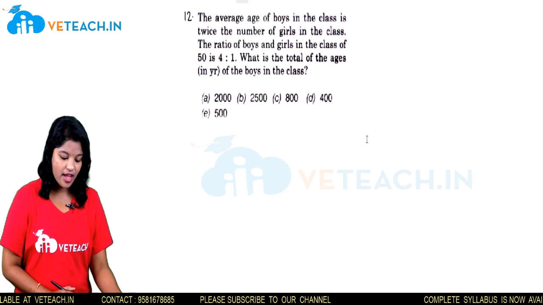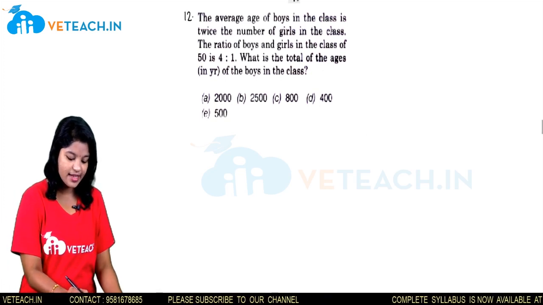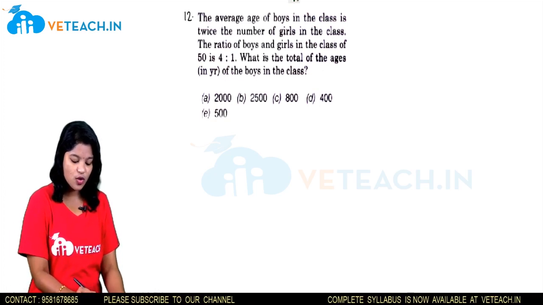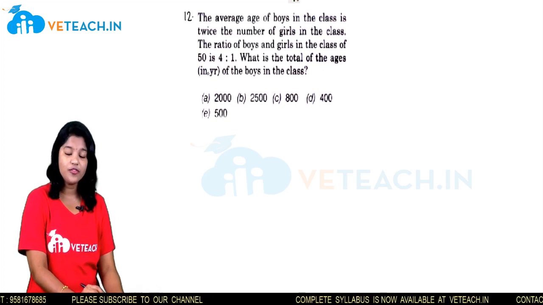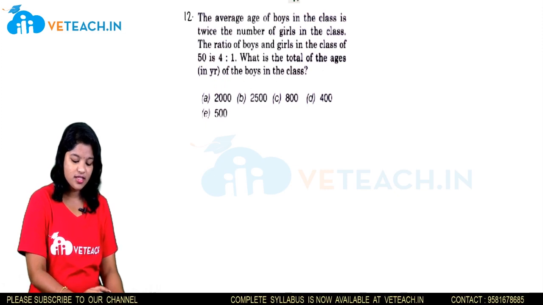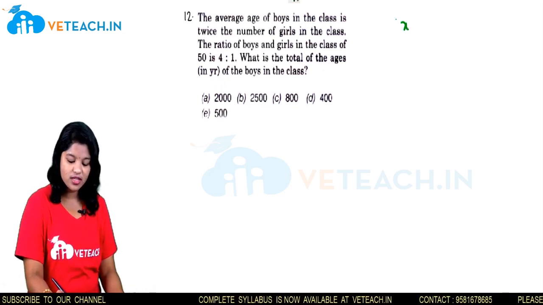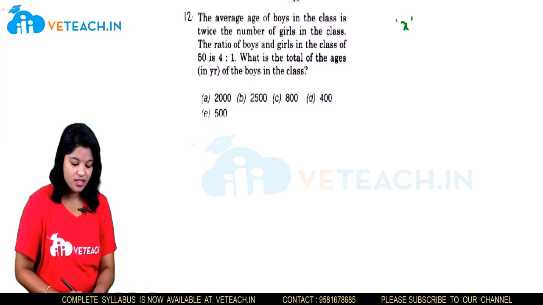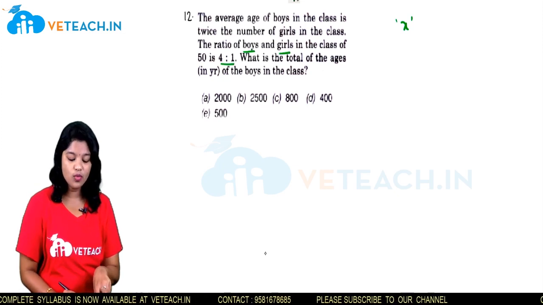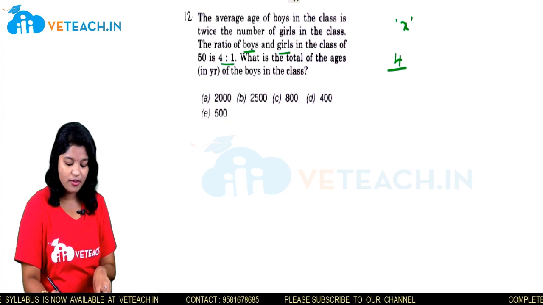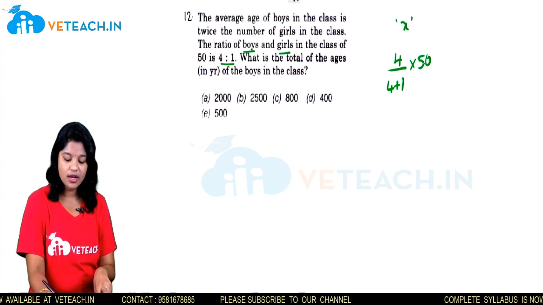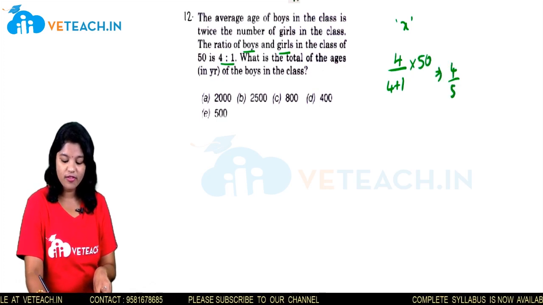See the next question. The average age of boys in a class is twice the number of girls in the class. So the ratio of boys and girls in the class of 50 is 4:1. What is the total of ages of the boys in the class? So let us treat that the total number of boys be X. Now here they have given the ratio of boys and girls in the class are 4:1. So the total number of boys can be written by 4 by the sum of the ratio terms, that is 4 plus 1, into total numbers in the class, that is 4 by 5 into 50.